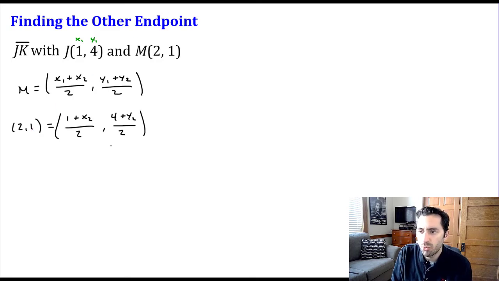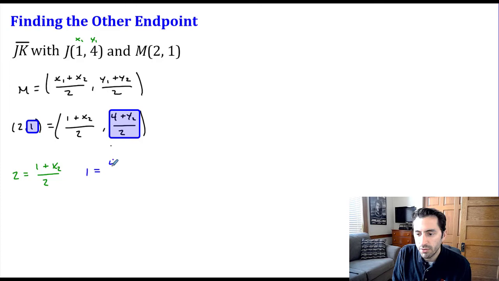We can solve this algebraically by splitting this up into two different parts. That first part of the midpoint has to simplify to 2. So (1 + x2)/2 needs to simplify to 2. For the y values, we know that the second fraction needs to simplify to 1. So (4 + y2)/2 has to equal 1. And now we can solve to find our other endpoint.